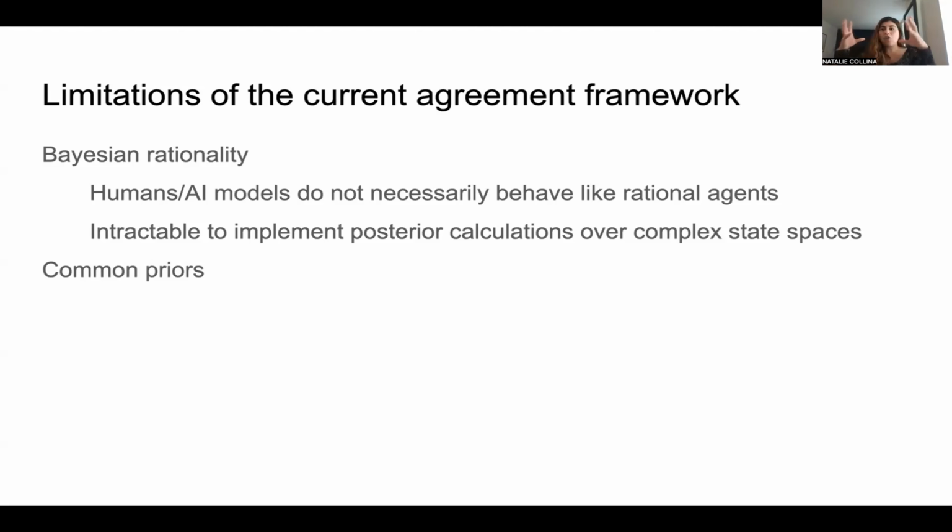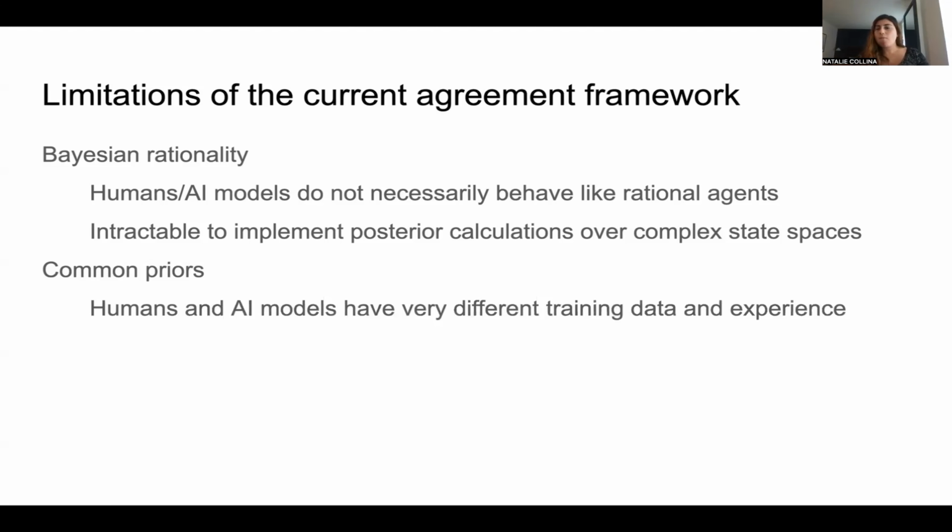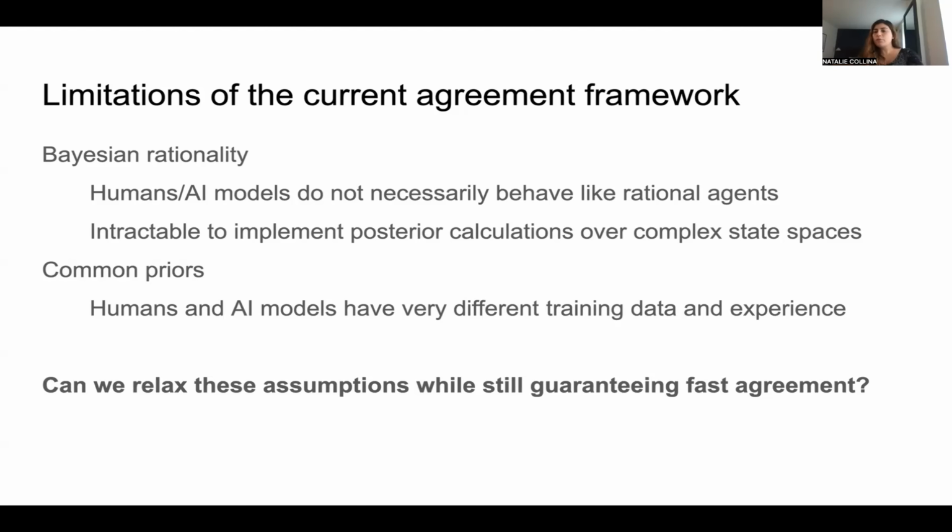Furthermore, the common prior is the other fundamental element of the Bayesian framework, which is that there's some core understanding that all the agents have at the start about the general state of the world. Again, human and AI models are very different, right? So we're not just imagining an interaction between two different agents who are kind of from the same place. In some ways, this is as far away as you can get. These are two different types of agents. And so I think it becomes increasingly untenable to imagine that they have a common prior. So we would like to be able to relax these assumptions while still guaranteeing fast agreement.